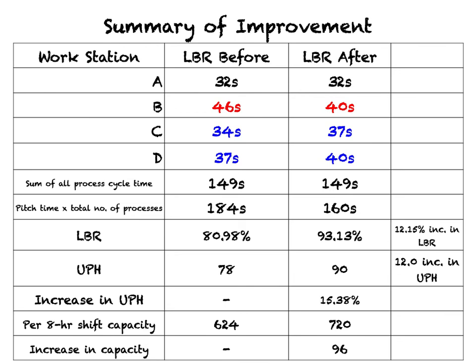Shown is the summary of improvement. The line balance ratio before is 80.98%. But after we reduce process B from 46 seconds to 40 seconds and increase the process time of process C and process D by 3 seconds, we come up with a 93.13% line balance ratio. And also, there is an increase in unit per hour from 78 to 90, which means there is a 15.38% increase in unit per hour. For the 8-hour shift capacity, from 624, it increases to 720. So there is a 96 increase in capacity.